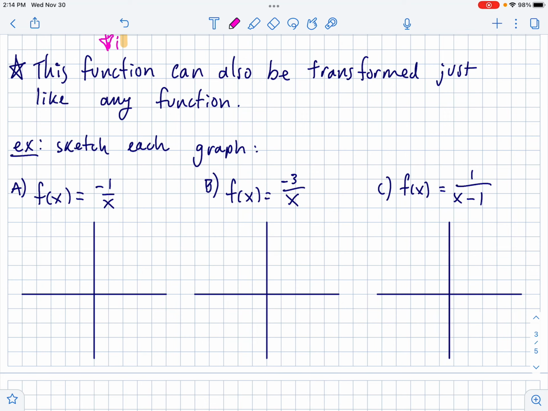Now, the parent function of the cobwebs can still be transformed the same way we've been transforming lots of other functions. So if I think about this graph right here, negative 1 over x, think of that as negative 1 times 1 over x. So you're multiplying by a negative 1 on the outside, which reflects the cobwebs over the x-axis. So rather than the cobwebs being here and here, which is where the parent function is, they're actually going to switch and be here and here.